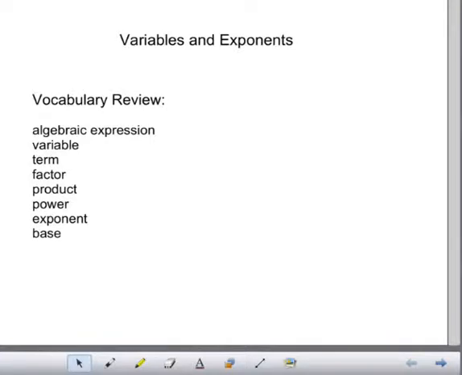A quick vocabulary review. As we're going through this, it's going to be very important that you understand what the vocabulary means. When I say a word, you've got to know what I'm talking about. So let's do a quick review of that.